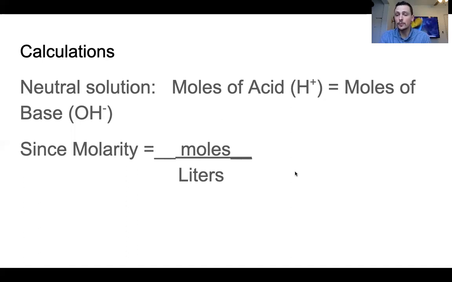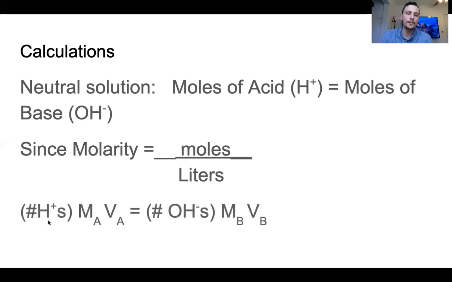We can have a pretty simple formula that looks a lot like our dilution formula from before, that M1V1 equals M2V2. For acid and base neutralization, we have this. We have the number of acidic hydrogens on the acid times the molarity of the acid times the volume of the acid is equal to the number of hydroxides on our base times the molarity of the base times the volume of the base. So it looks a lot like our M1V1 equals M2V2, but we have to keep in mind how many hydrogens are on our acid and how many hydroxides are on our base here.